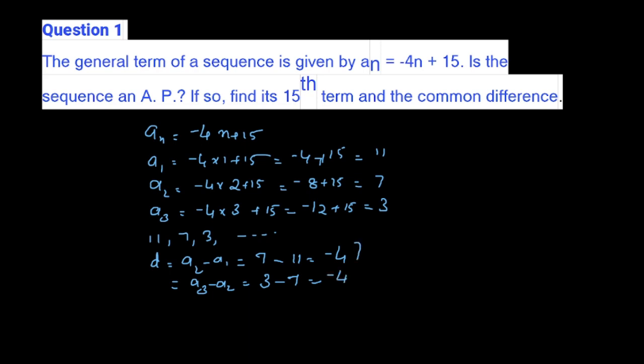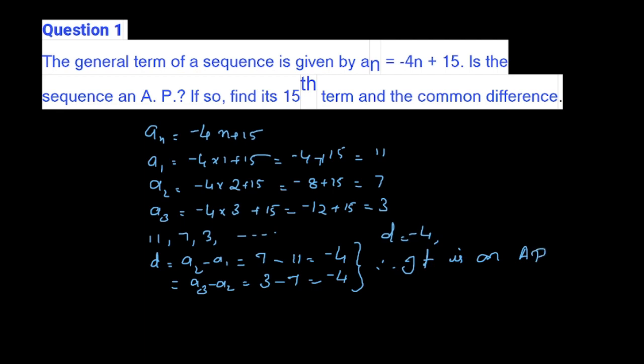Now you can see that D is constant. The common difference is constant. The difference between two consecutive terms is constant here. What is the constant number? Minus 4. So D is equal to minus 4 is constant. It is the same number repeating everywhere. Therefore, this sequence is an AP.